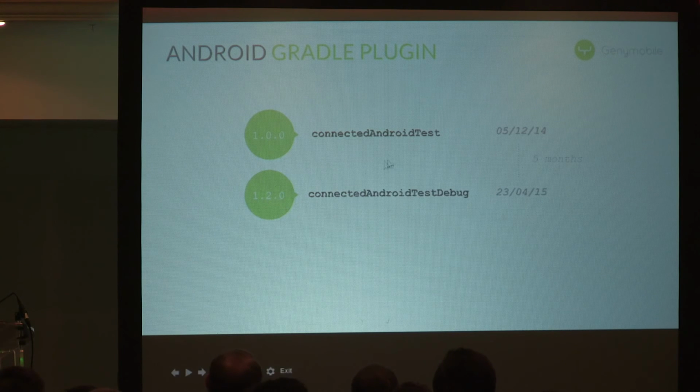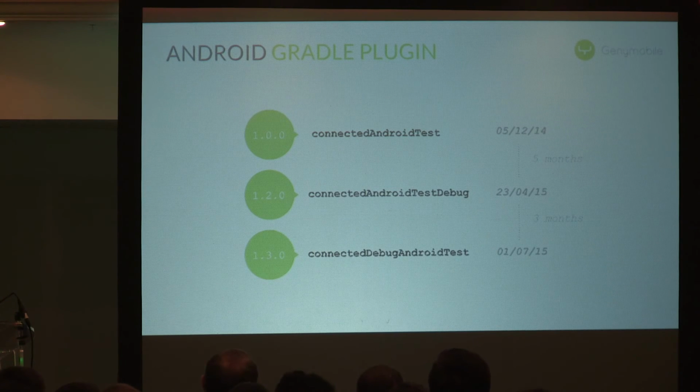Then five months later, in 1.2, it was called connectedAndroidTestDebug. They added the build type at the end. And then three months later, in 1.3, connectedDebugAndroidTest. It just moved. So now you know, don't use magic strings.